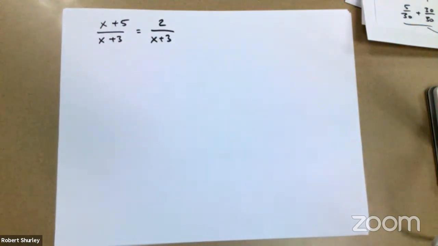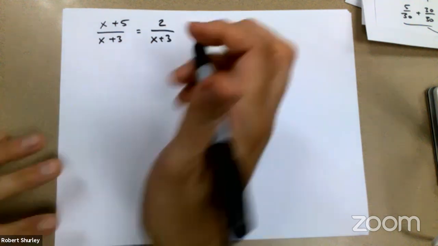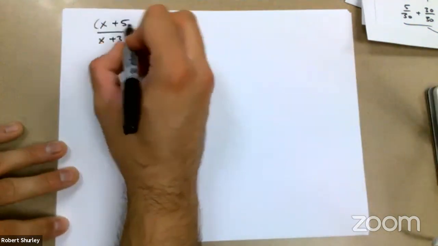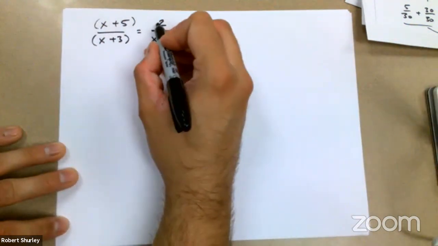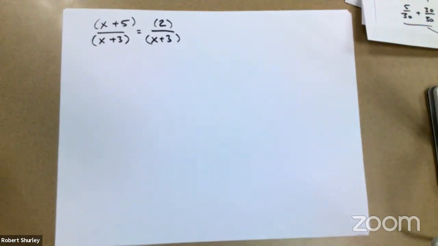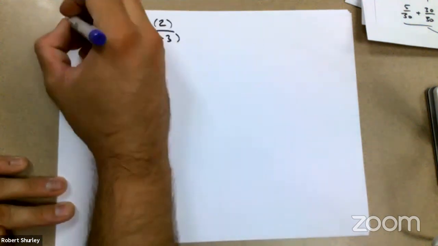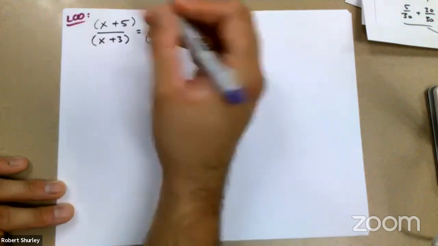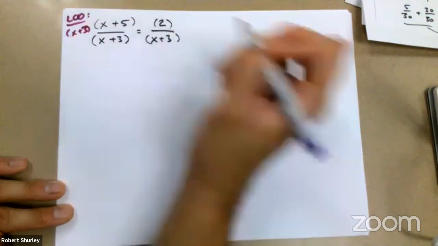Okay, x plus 5 over x plus 3 equals 2 over x plus 3. So parentheses around these, right? Because that's what I like to do. I really don't have to do it over the 2. But the other ones I need parentheses around. Now, this one has a really easy least common denominator because there's only one denominator, right? So the LCD is going to be x plus 3.